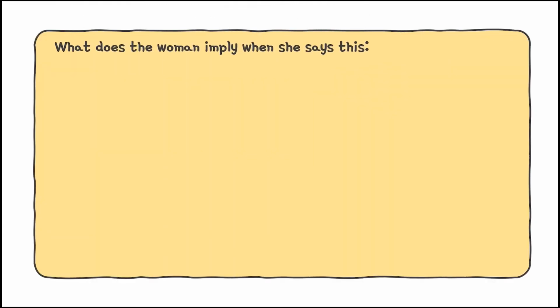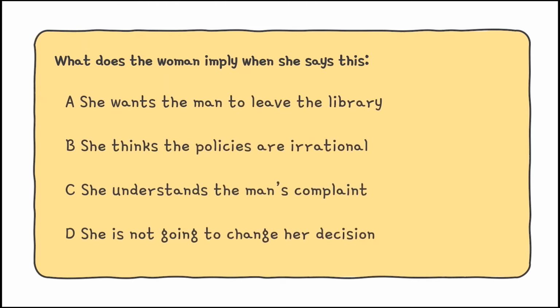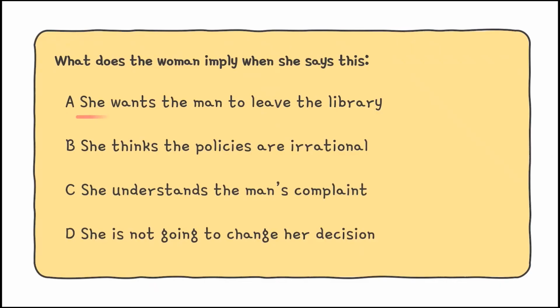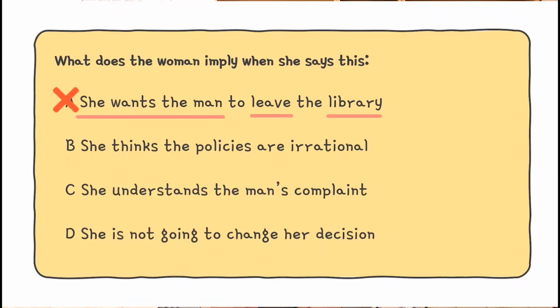The question is, what does the woman imply when she says, I think I have made my point quite clear to you? Make my point quite clear means she already said her point and she won't change her point. A. She wants the man to leave the library. The man says he will stay in the library for a few hours and she doesn't ask him to leave, so A is wrong.